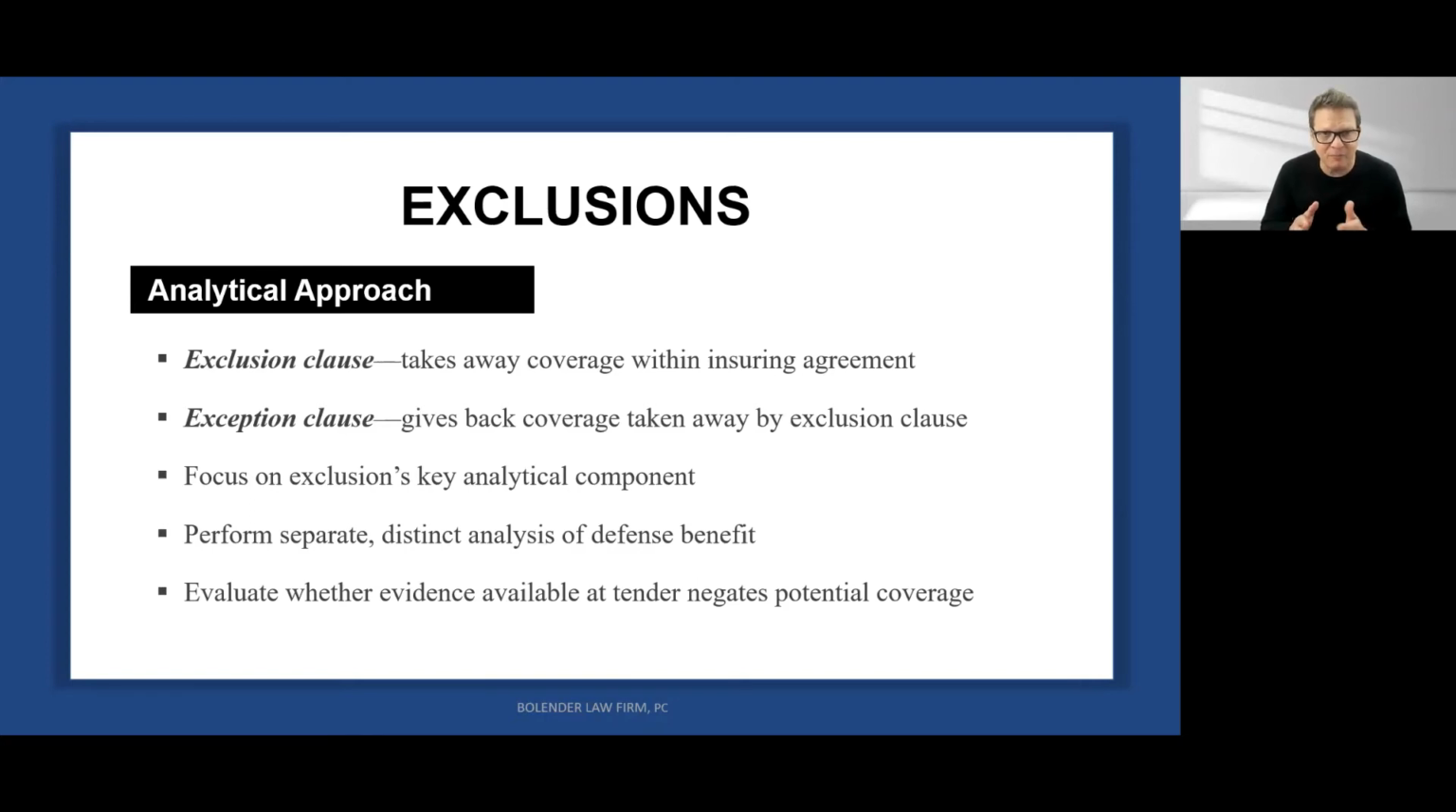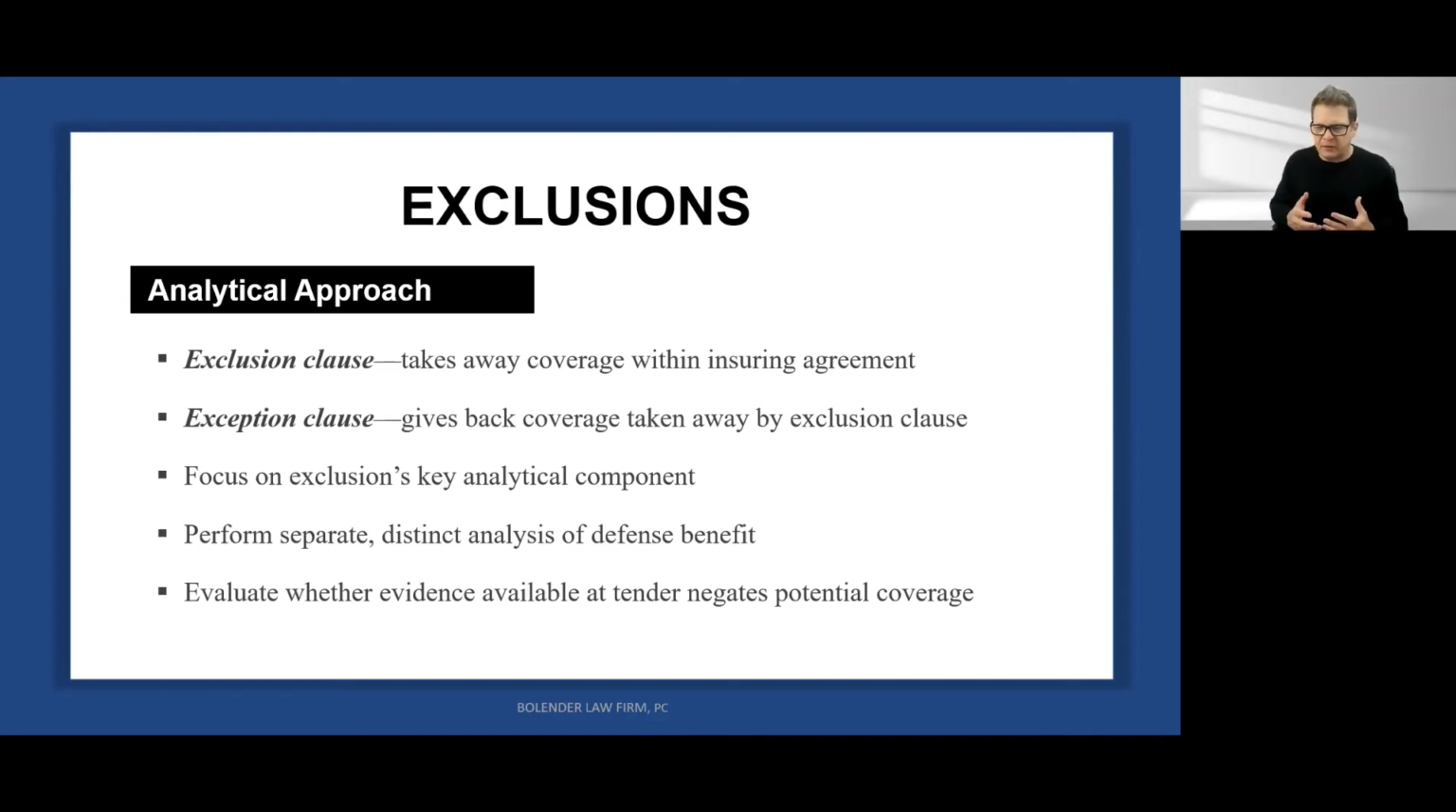And we went over this before. If the answer is yes and yes, the adjuster then turns to exclusions. We discussed earlier how exclusions essentially take away coverage for claims that are within the insuring agreement. Now, there's also something called exceptions, and an exception is a clause that describes a situation where the exclusion does not apply.